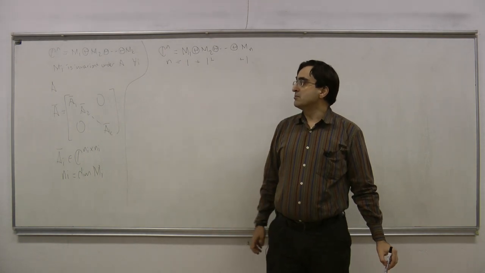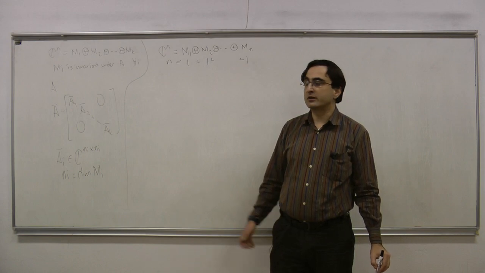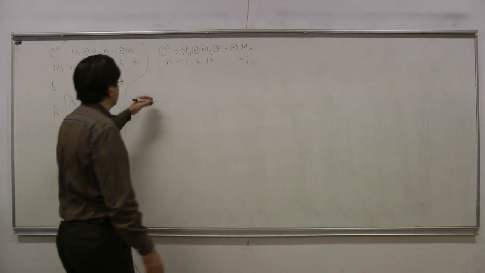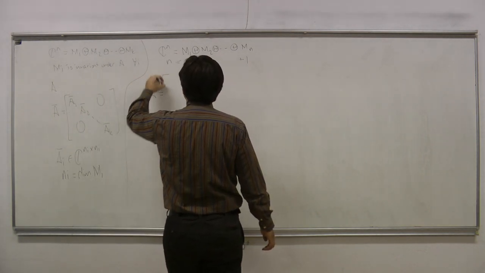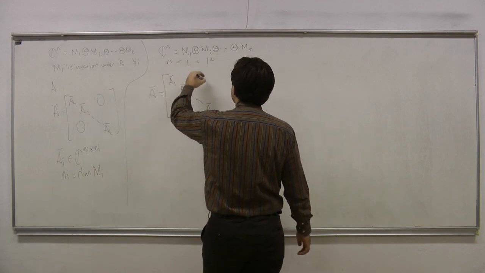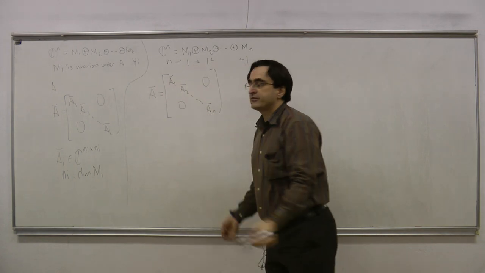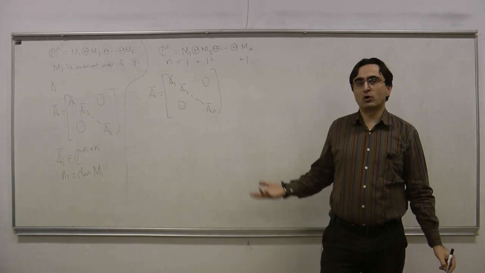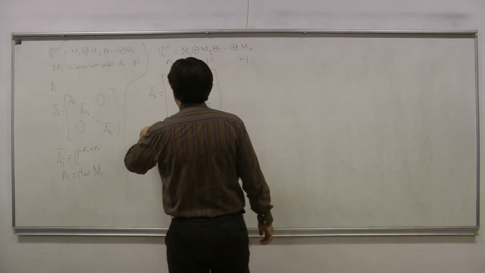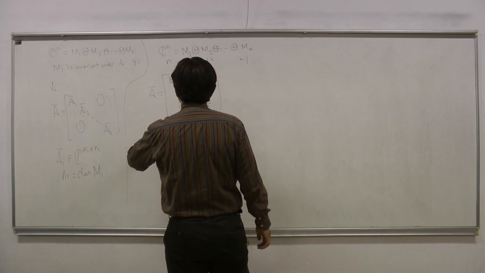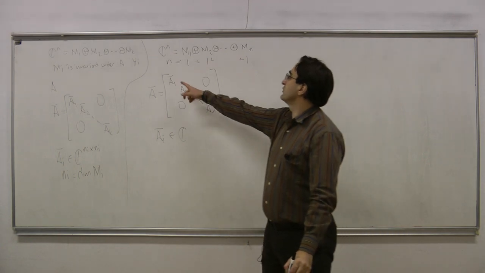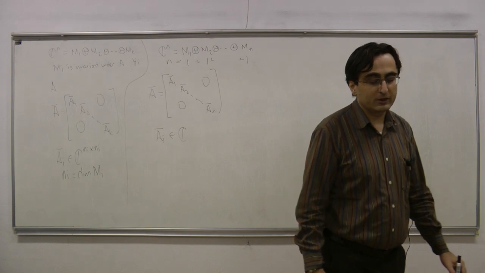And what would happen in such a case? What would be my new representation, A bar? In that case, of course, there would be n blocks. So I would have A bar equal to A1 bar, A2 bar, going until An bar. And what would be the sizes of these blocks? They would all have size 1 by 1 because of the dimensions. So in that case, Ai bar is in C^(1 by 1), which is C itself. So these blocks are now just complex numbers.